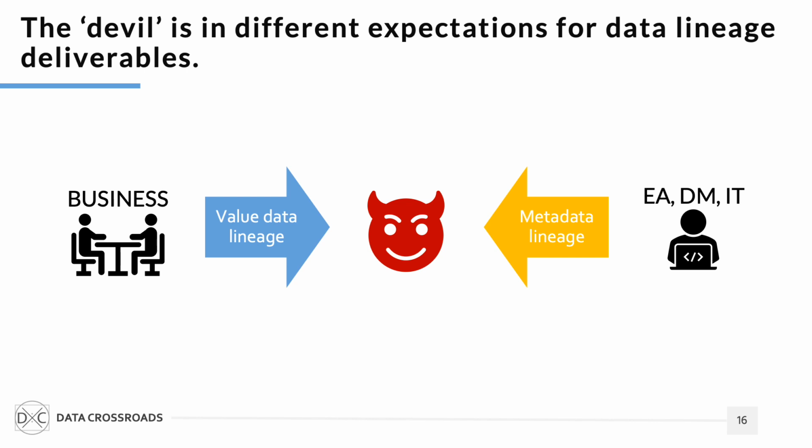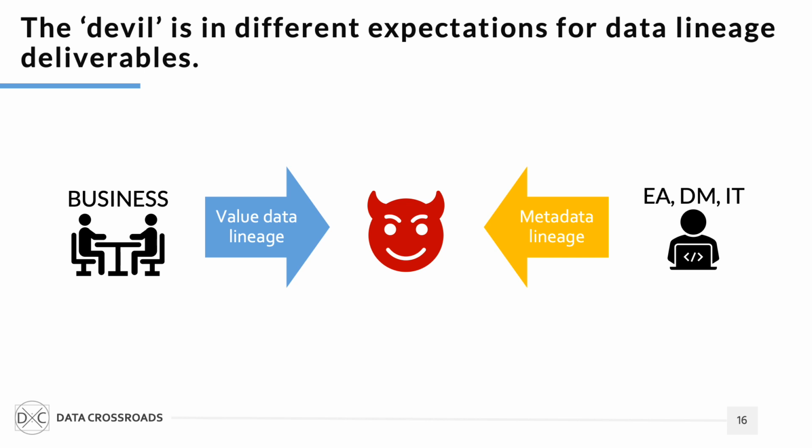Usually, when you talk to technical people, they always speak about the metadata lineage. Business people look at the situation differently. It doesn't matter how many times you explain the meaning of metadata lineage. The first question you get back is, will I be able to trace the changes in the values of data?